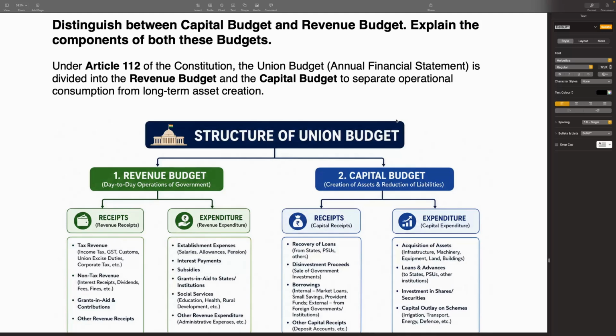GS3 is completely dynamic, right? But still, this is important so that we could have greater understanding. And it doesn't mean that you do not go through these questions, because static is important. You cannot deny that it is still relevant in prelims. Under Article 112 of the Constitution, the Union Budget, the annual financial statement, is divided into the revenue budget and the capital budget to separate operational consumption from long-term asset creation.